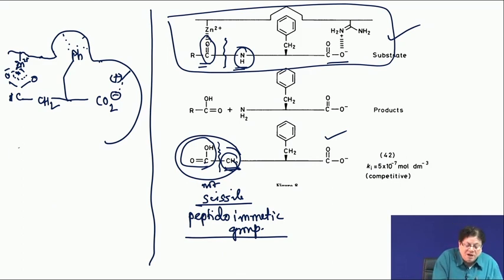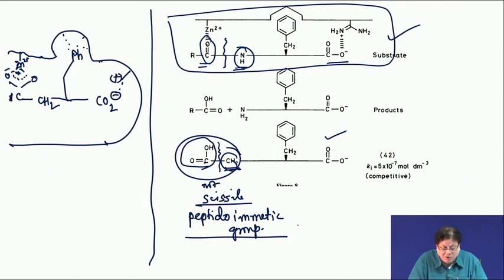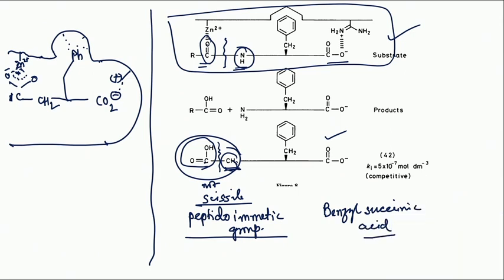Okay. So, what is the mechanism of this? This is called benzyl succinic acid, a very simple compound. It is not phenylalanine, because you do not have NH here. Succinic acid is CO2H, CH2, CH2, CO2H. So, you have benzyl succinic acid. It was found that benzyl succinic acid is a very good inhibitor of carboxypeptidase.